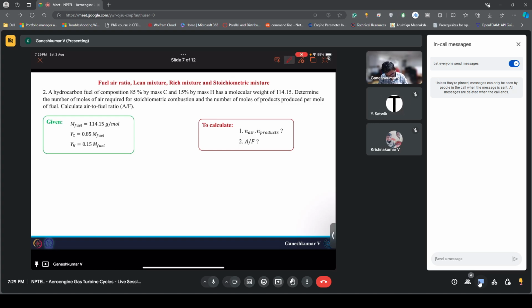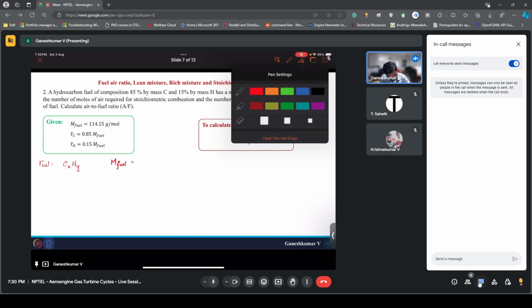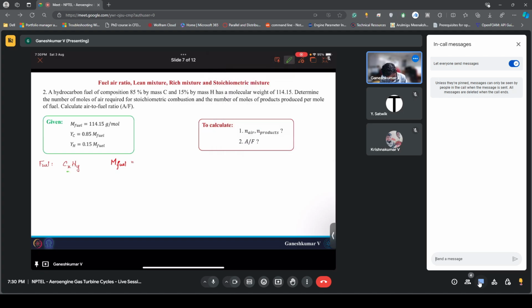Okay, so usually it is basically coming from the molecular weight of the fuel. So how do we calculate the molecular weight of the fuel? Okay, it's a hydrocarbon fuel. So what does hydrocarbon mean? There will be carbon and hydrogen, and there will be some x and y. So this x and this y is what we need to calculate, right? Ideally the hydrocarbon is CxHy.